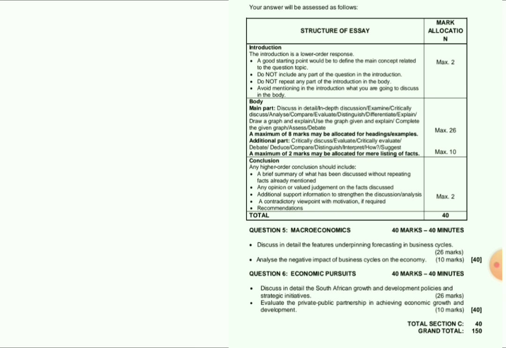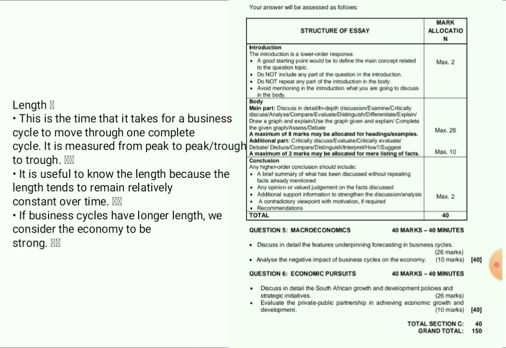So there are a lot of them here, but I'm going to end here with the length. This is the time that it takes for the business cycle to move through one complete cycle. It measures from peak to peak, trough to trough. It is useful to know the length because the length tends to remain relatively constant over time. If the business cycle has a longer length, we consider the economy to be strong.